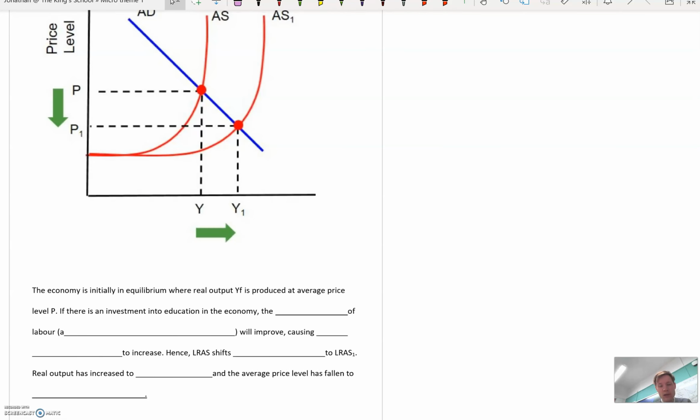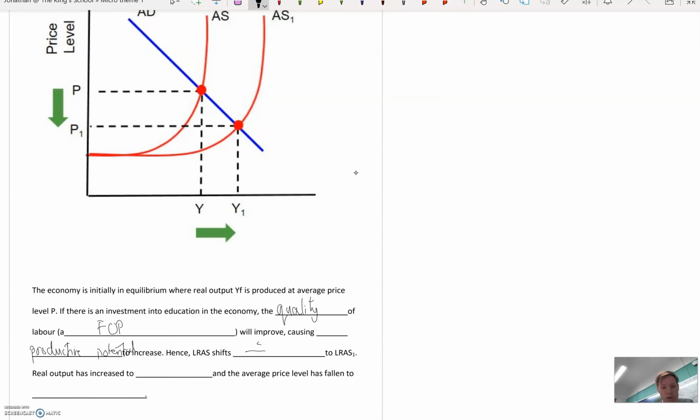Very standard annotation of a LRAS diagram. You generally tend to skip out these logical chains of reasoning. So if there is an investment into education in the economy, you're talking about the quality or quantity, you want to pick which one that is, of labour, you want to mention that it's a factor of production, and that will cause, therefore, the productive potential of your economy to increase. Don't miss any of these things out.